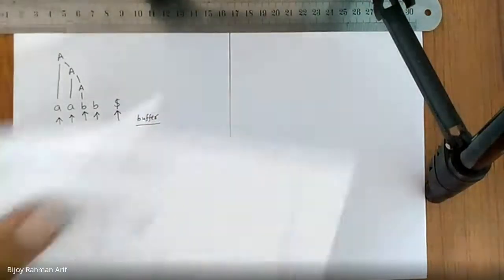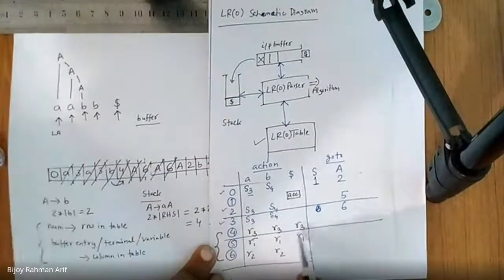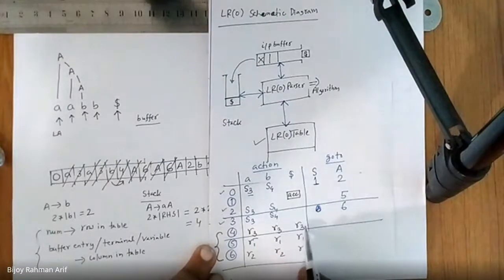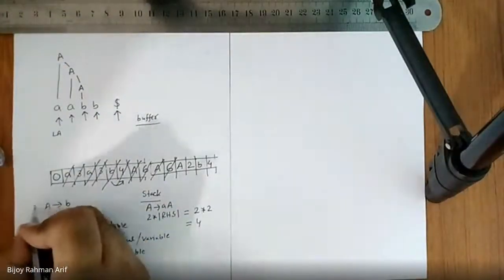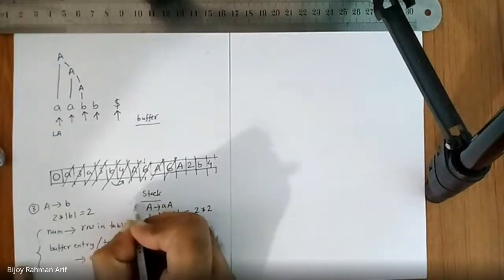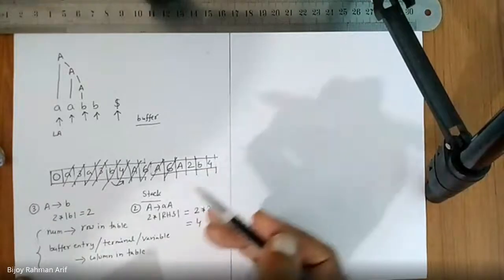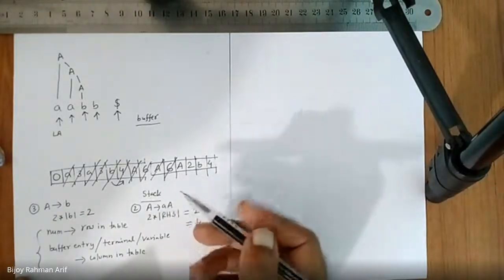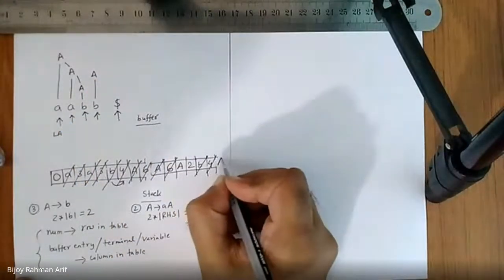Now, we are in state number 4. State 4 is seeing dollar. What is the rule? Reduce R3. So what is the rule? R3 is A derives B, the rule number 3. So what am I going to do? I'm going to pop how many entries? 2 entries. So 1, 2. This B would become A. We are going to push A.